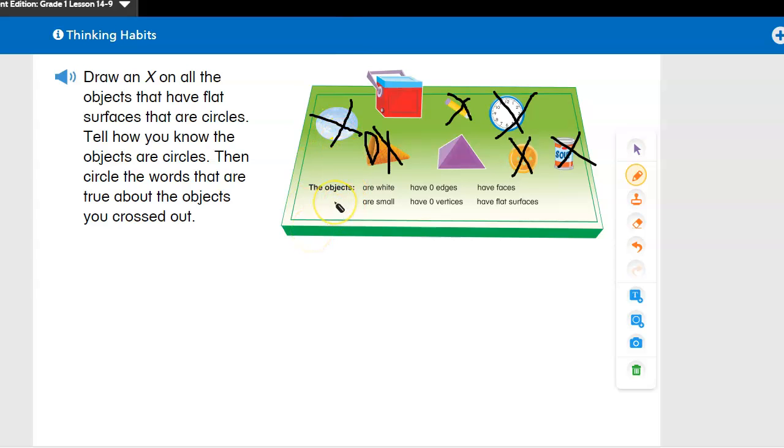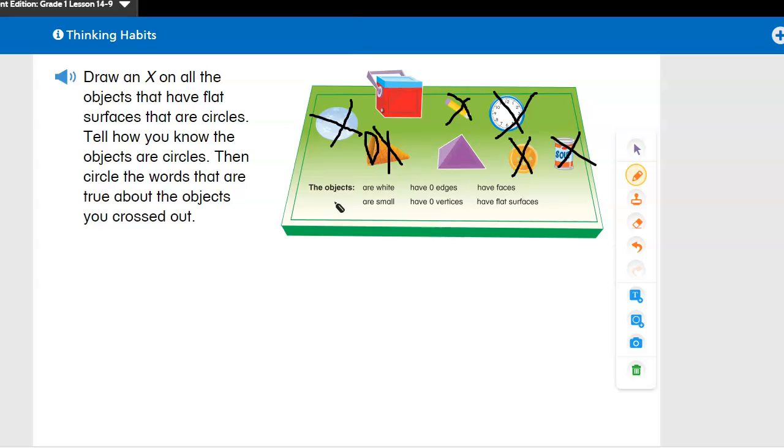So now we have to make a statement. It wants us to circle the statements that are true about all of these objects. We talked about that as well: all statements, not just the ones we're working with. It says the objects are white, are small, have 0 edges, have 0 vertices, have faces, have flat surfaces.